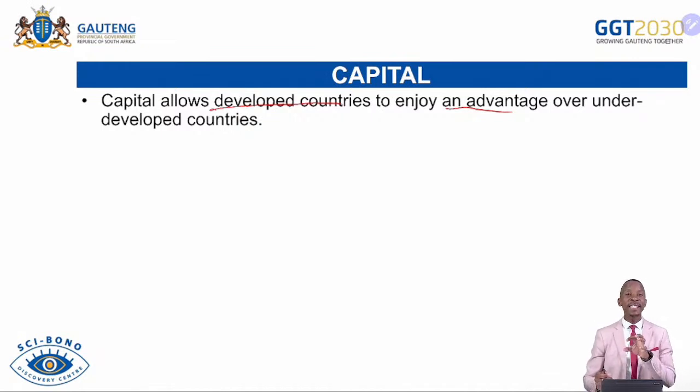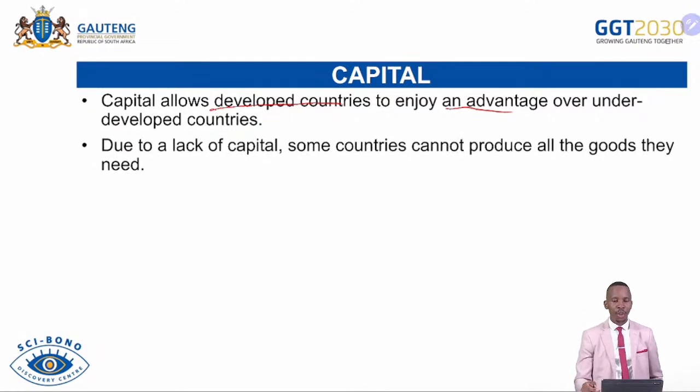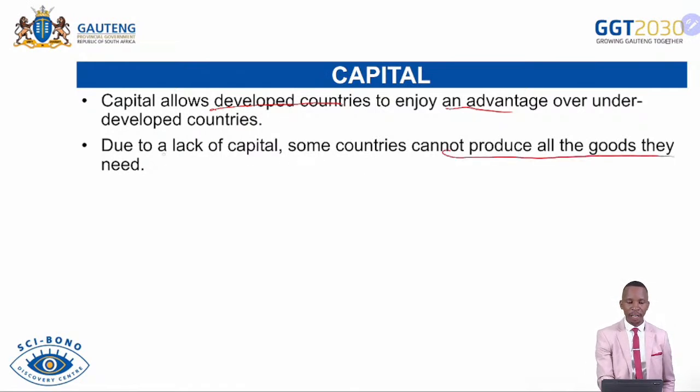Remember, they sell or export their raw materials to those countries, the first world countries, at a lower cost, because remember, these natural resources have strategic value. They export them at a lower cost and import finished goods made from those raw materials at a higher cost. So they are being manipulated. That's why there's always an imbalance in terms of trading between world countries. Due to lack of capital, some countries cannot produce all the goods they need. Because they don't have enough capital, they may not be able to produce all the goods they need.